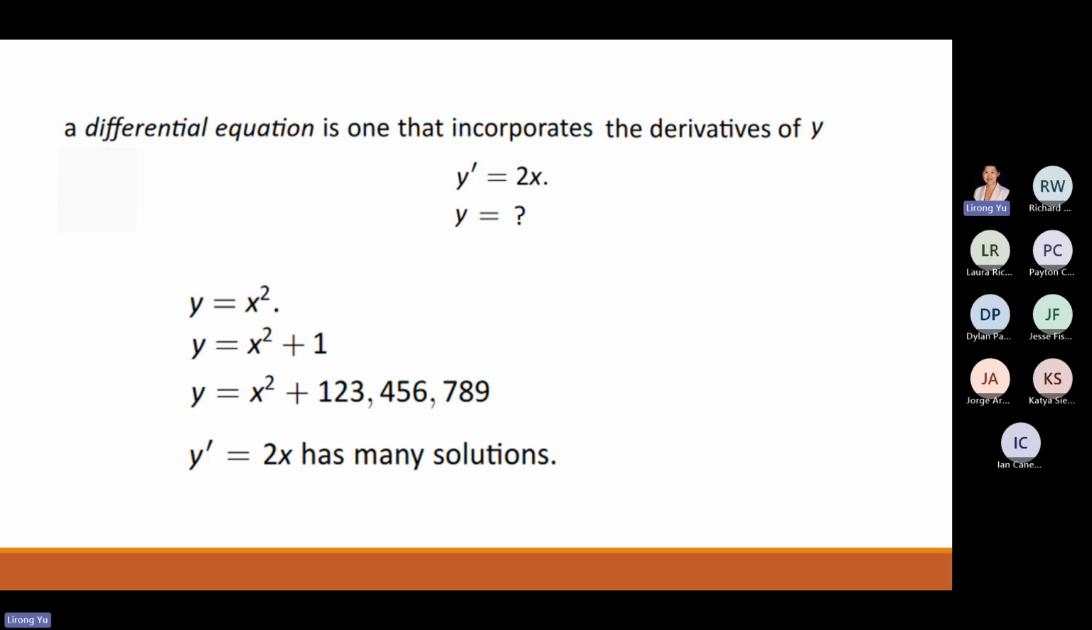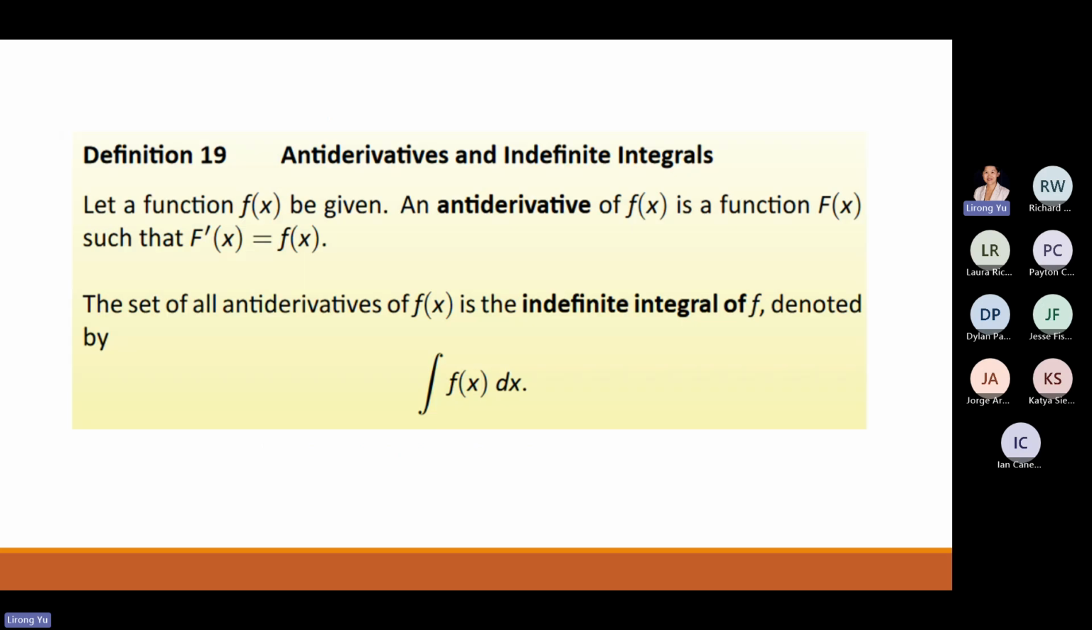Y equal to x squared, y equal to x squared plus 1, y equal to x squared plus any other number, y equal to x squared plus pi maybe. So basically the equation y prime equal to 2x has many solutions. Therefore, we want to be able to represent those infinitely many solutions. How do we represent them? We represent them by a notation. We say the set of all antiderivatives that have the same derivative is called the indefinite integral.